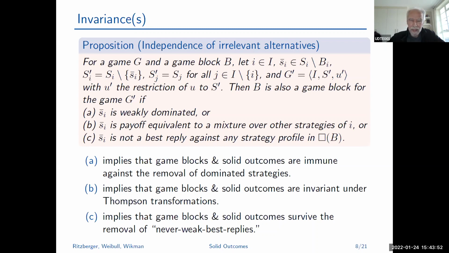And then finally, C is the traditional NWBR property, that game blocks and solid outcomes survive the removal of never weak best replies. Okay. Was there a question?